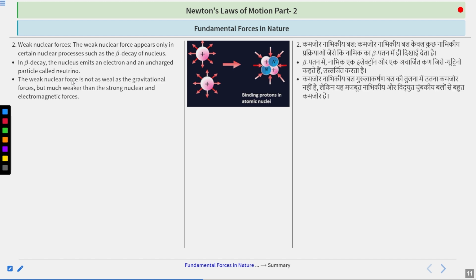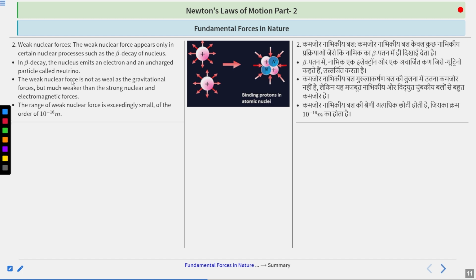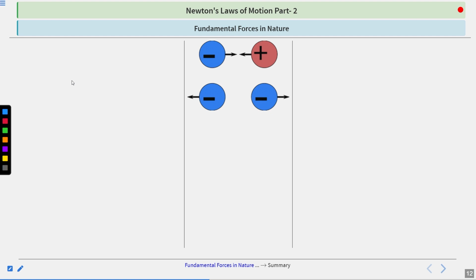The weak nuclear force is not as weak as the gravitational force, but much weaker than the strong nuclear and electromagnetic forces. The range of the weak nuclear force is exceedingly small, of the order of 10 power minus 16 meter. The weak nuclear forces are 10 power 25 times stronger than the gravitational force.